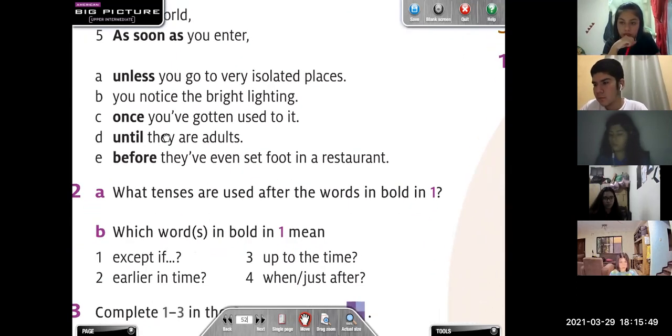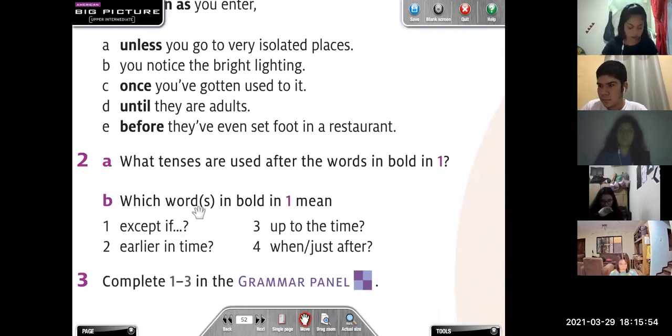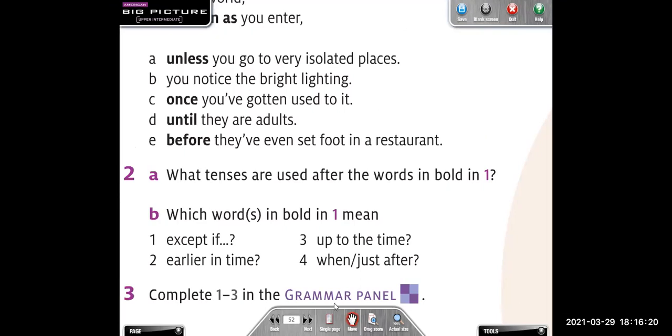So let's see here. Here we have some questions about the sentences you matched. It says, which words in bold, in number 1, mean except if? Which of these words in bold mean except if? Unless. Again, please. Unless. What do you think, guys? Do you agree? Teacher, what does unless mean? A no ser que.